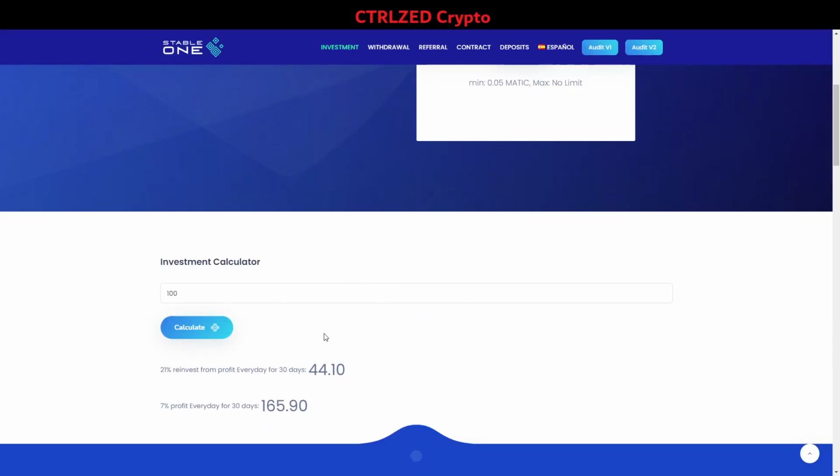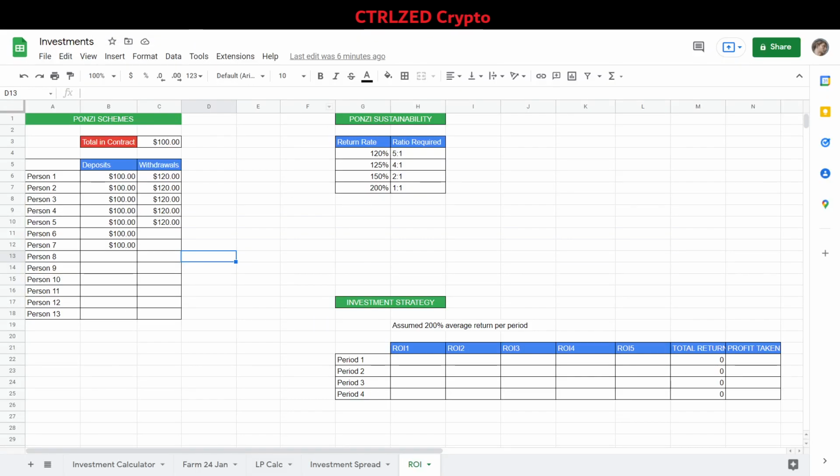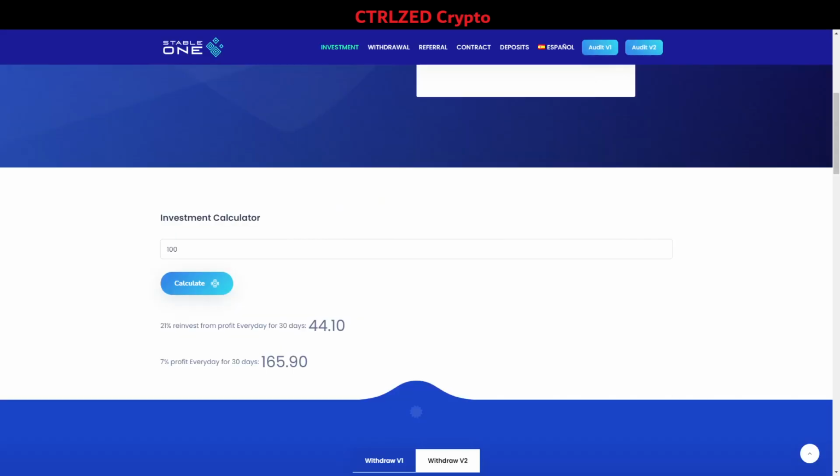So eventually, at some point, people stop investing, and then you're going to have a hard time getting your initial investment out because there's no other way that money is coming into this system apart from deposits. So you've got 165% essentially return on investment. That helps you understand the risk around Stable One. 165% is above 150, so you need basically to support two people. You need one person essentially coming on to be the sucker.